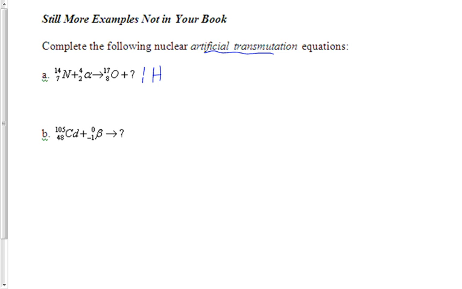105 plus 0 is 105. 48 plus minus 1 is 47. This is not beta decay. Be careful. This is not beta decay. Because beta decay involves a beta particle being produced, not being absorbed. We would call this electron capture, actually. Don't worry about the name of that. This would be silver, if you check your periodic table. And there is no neutrino or anti-neutrino produced because, again, the beta particle is not being made. The beta particle is being captured by the nucleus.